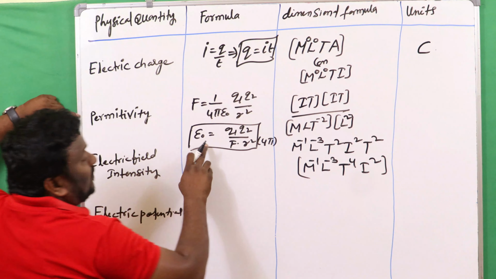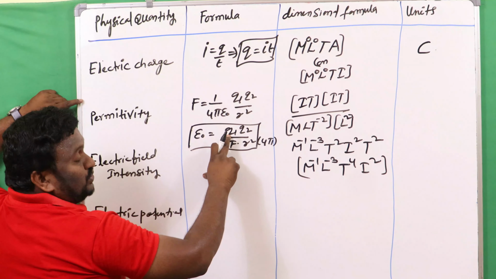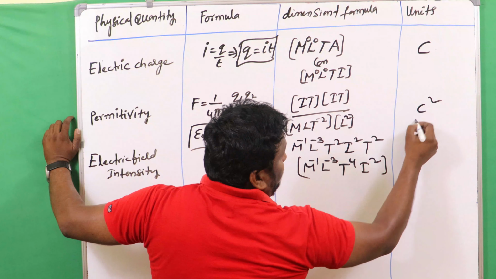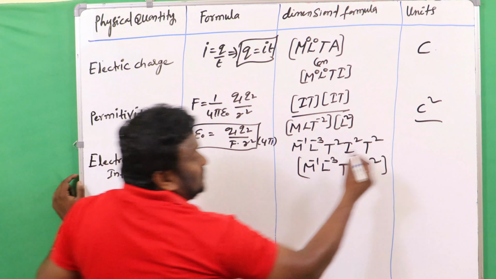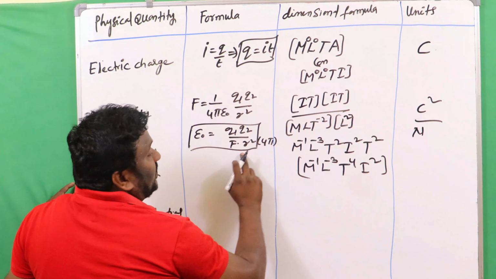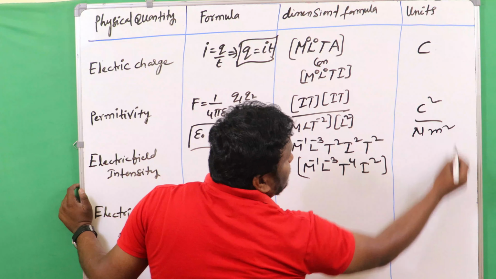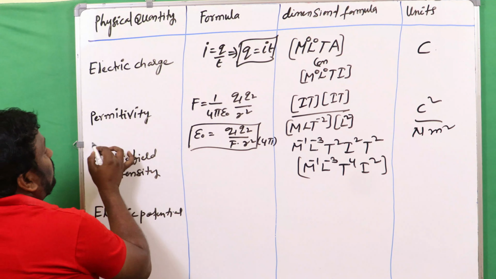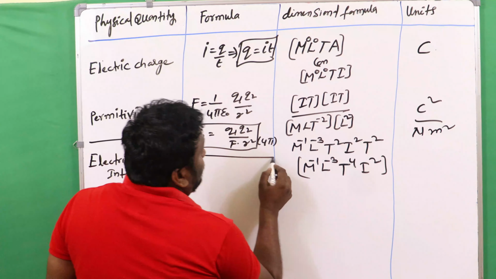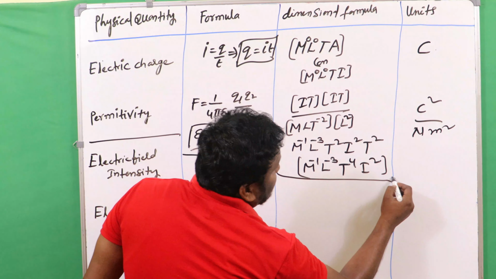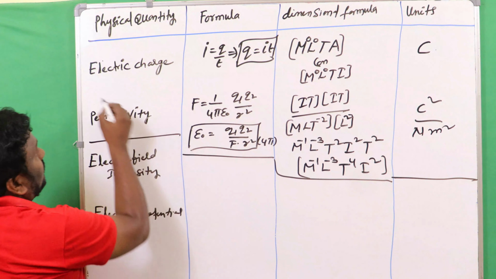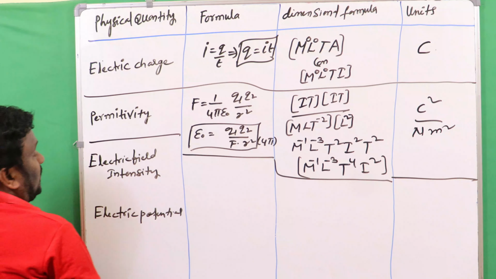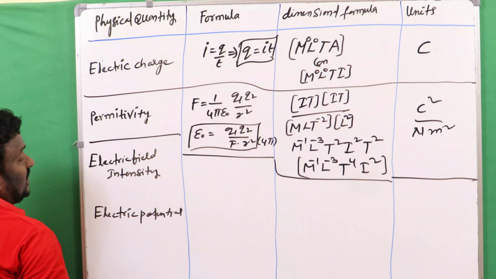According to this formula we can write the units. Q is charge, Coulomb, Coulomb into Coulomb, Coulomb square. F is force, Newton, and R is distance, meter. So the unit is Coulomb square per Newton meter square. So in this way we can write it, and this is for electric charge. Clear?